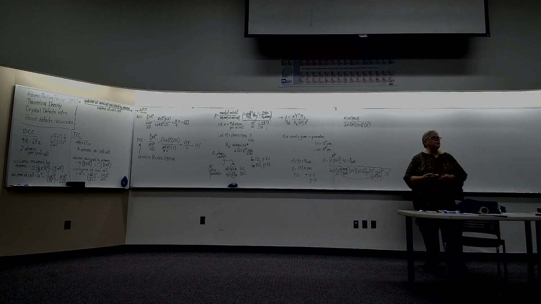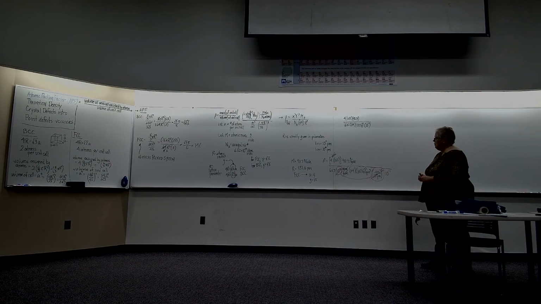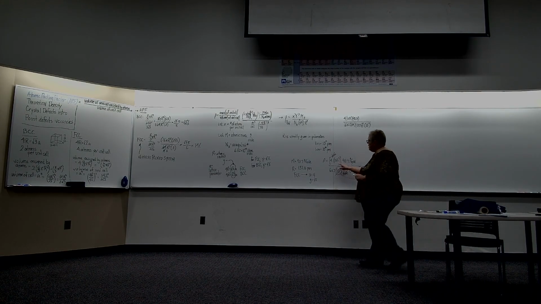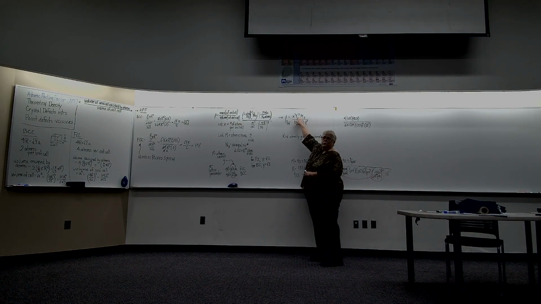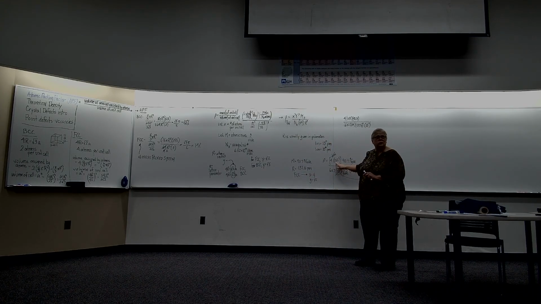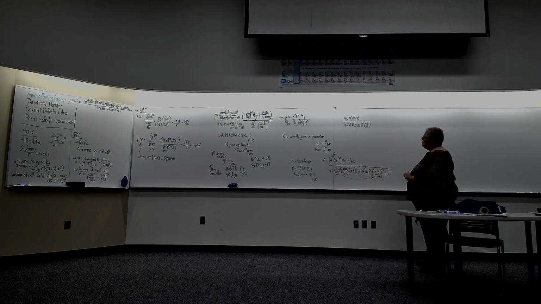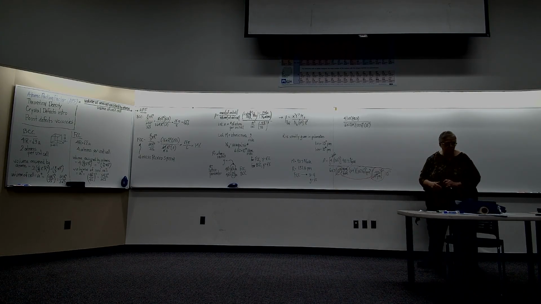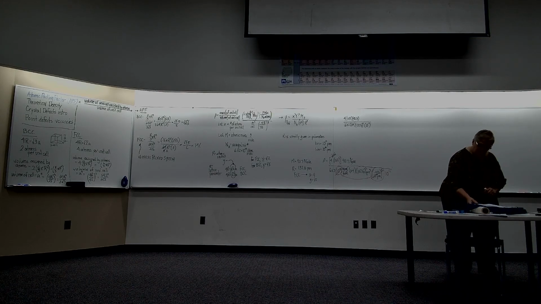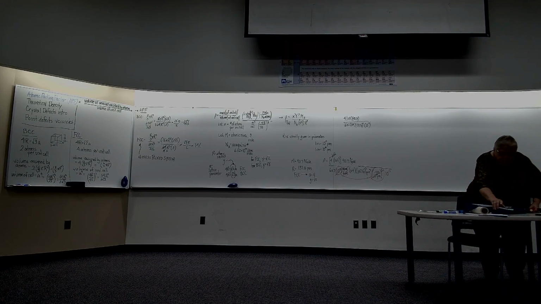Question: why is it 2 root 2 on the top? Why is it not just root 2? Because this is y cubed and y is root 2. So root 2 cubed is 2 root 2. Good? All right, so what do we get here? I didn't fill it in. Let's see what we get.